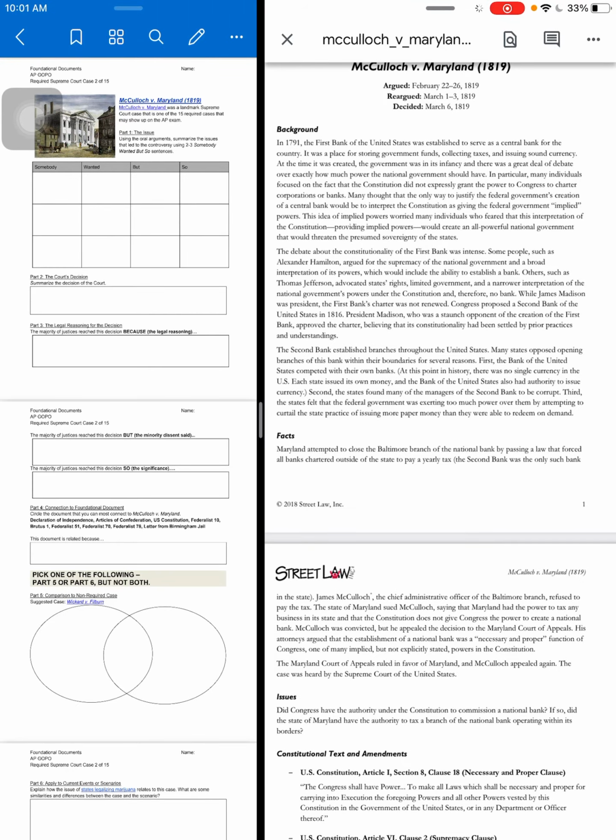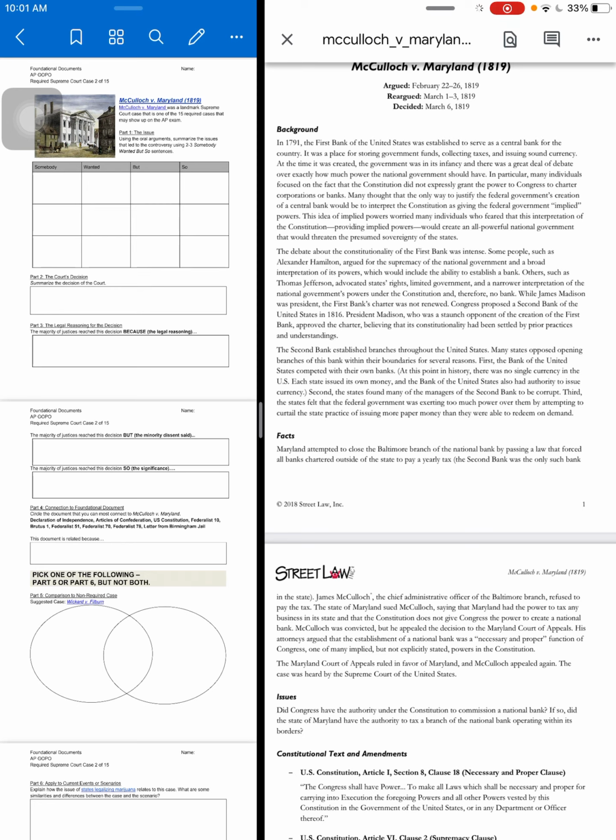So it says, in 1791, the first Bank of the United States was established to serve as a central bank for the country. It was a place for storing government funds, collecting taxes, and issuing sound currency. At the time it was created, the government was in its infancy, and there was a great deal of debate over exactly how much power the national government should have. In particular, many individuals focused on the fact that the Constitution did not expressly grant the power to Congress to charter corporations or banks. Many thought that the only way to justify the federal government's creation of a central bank would be to interpret the Constitution as giving the federal government implied powers.